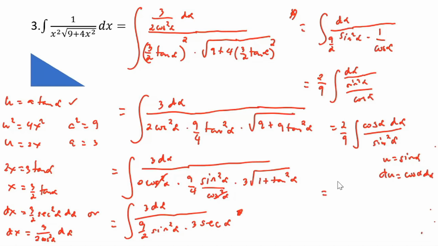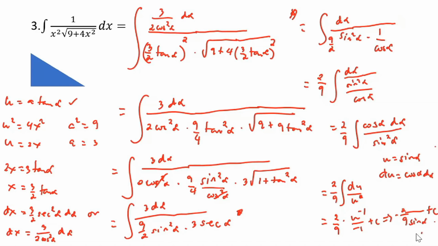So by rewriting the given now in terms of u and du, I can write now 2 over 9 times the integral of cosine alpha d alpha, which means du, over u, where u is sine alpha. So we have sine squared, it becomes now u squared. By integrating that one, it will give us now 2 over 9 times u to the power of negative 1 over negative 1 plus a constant. So finally, our answer will give us the negative of 2 over 9 of sine alpha plus a constant.